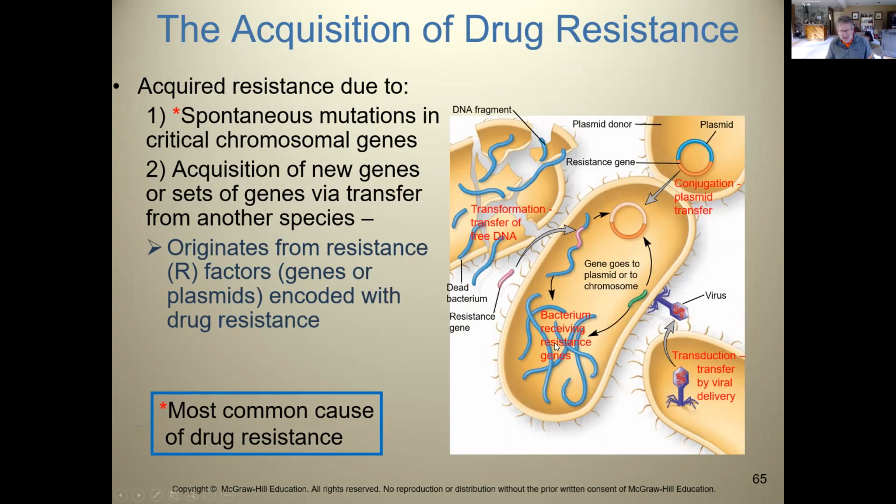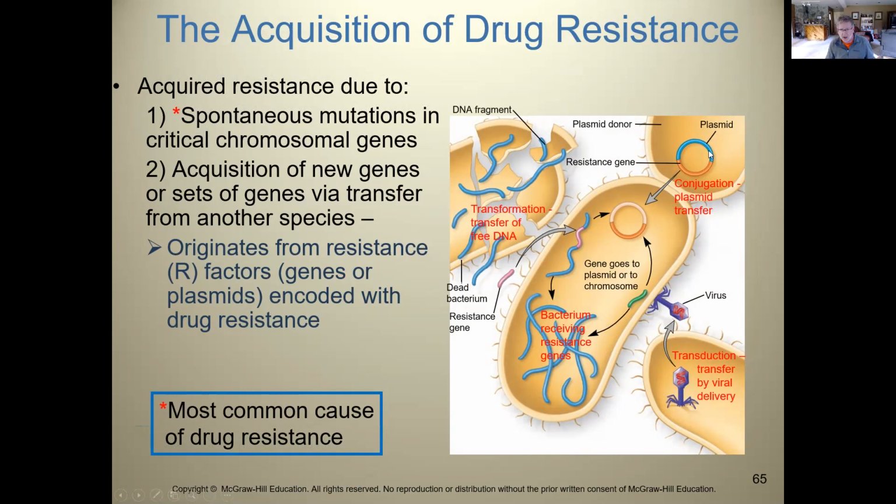This is the same idea of the heat-killed S strain strep, remember, being picked up by the living R strain strep, and then the living R strain became S strain because they could produce this outer capsule, which increased its pathogenicity. It's exactly what we're talking about here. Transformation is one way that cells can acquire free DNA from their surroundings.